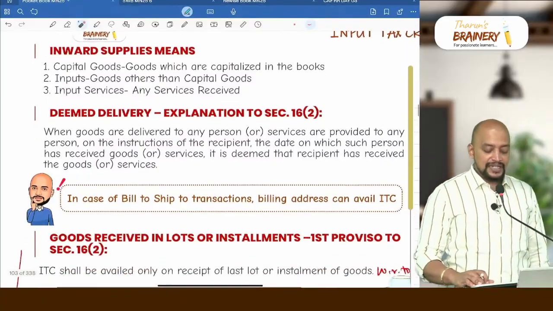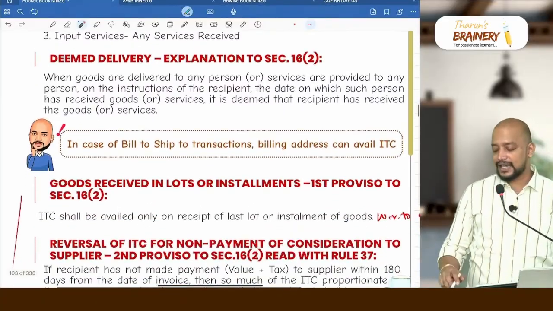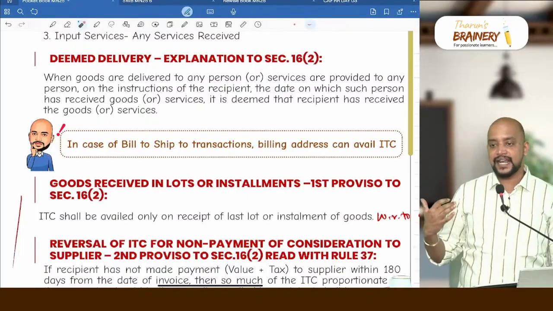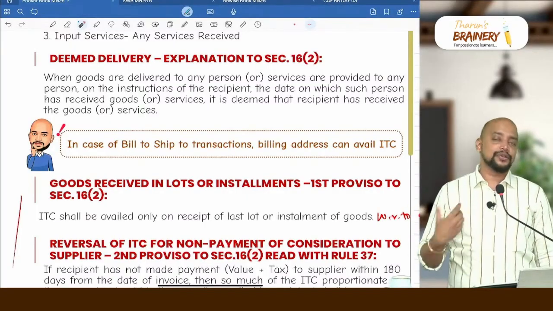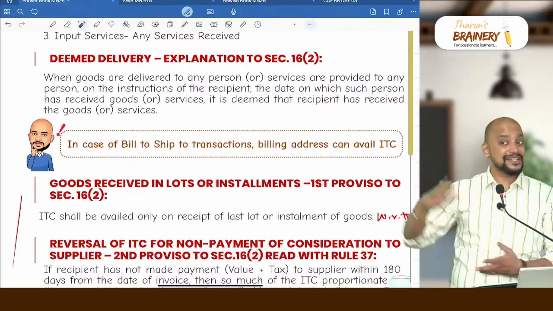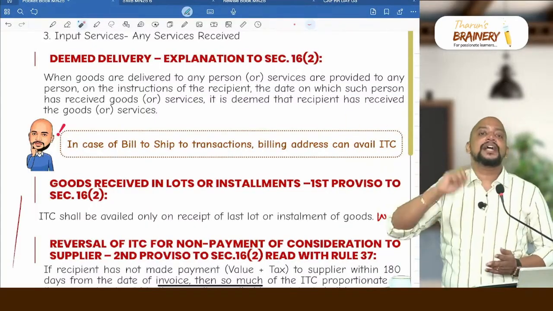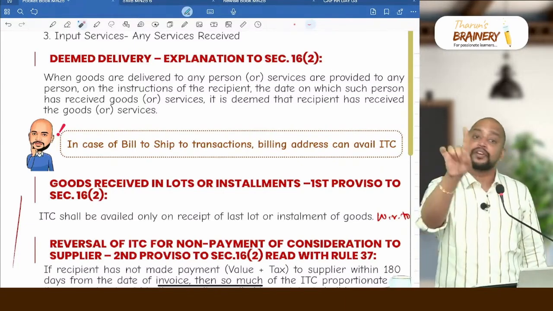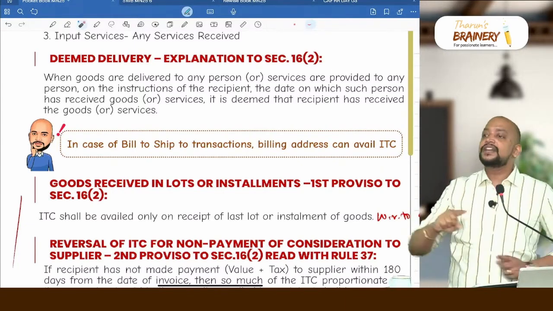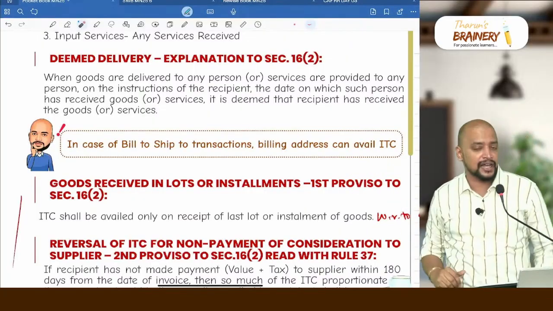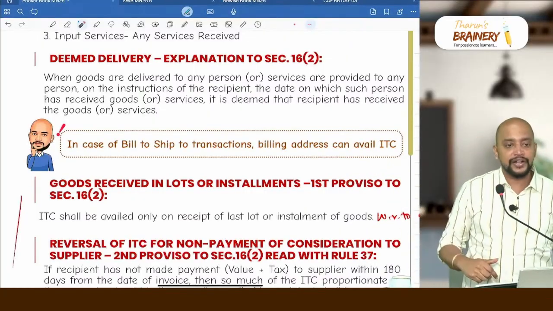Okay, then deemed delivery. Generally, when the goods or services are received, only then can ITC be availed. But in case of bill to ship to transaction, what will happen? I am delivering the goods to my shipping address, which is a third person, but I am raising the invoice to my billing address. So the billing address cannot take ITC because they have the invoice but they have not received the goods. Same way, the shipping address cannot take ITC because they have received the goods but the invoice is not in their name. So literally both cannot take ITC.